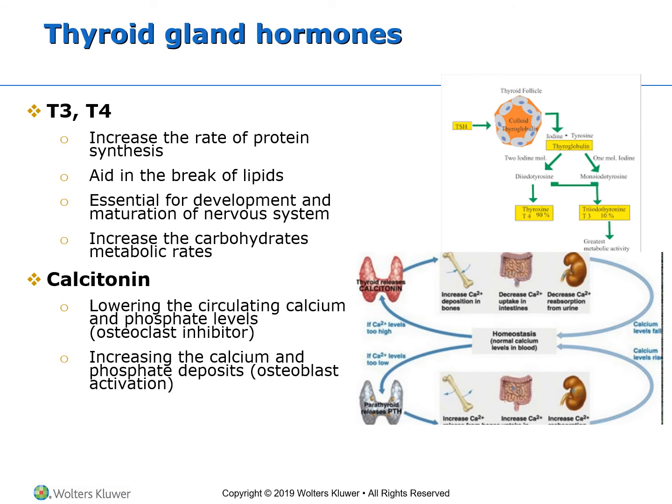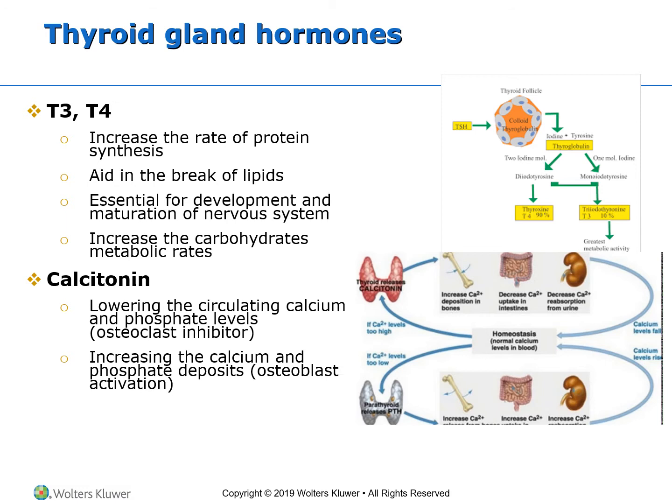So if I need to summarize, we have the T3 and T4 that will be secreted from the thyroid follicles, and they are involved in metabolism. They increase the metabolic rate. They break down lipids. They're essential for development and maturation of the nervous system.